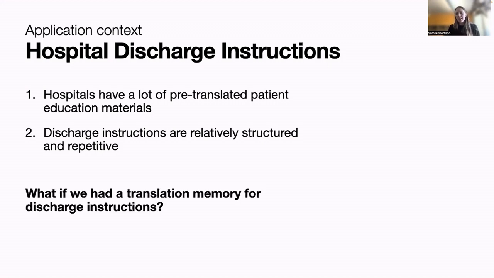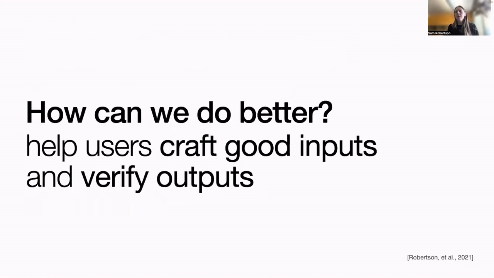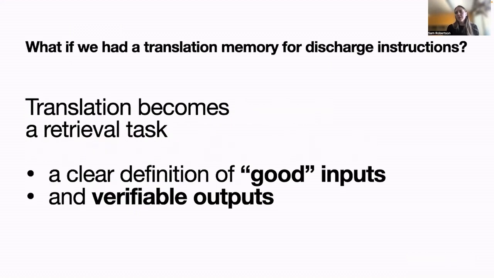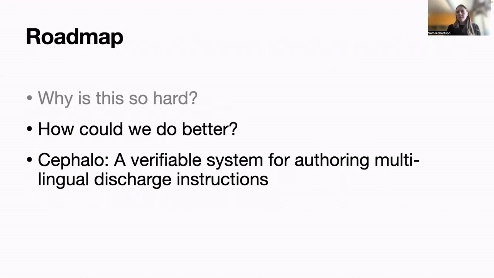So based on those two points, and what I said earlier about the idea of a translation memory, I started thinking, what could we do if we had a translation memory specifically designed for discharge instructions? What would that enable? Remember that our goals here are to help users craft good inputs to a translation model and help them verify the translation outputs. And what I'm going to show you is that if we have a translation memory for discharge instructions, we're able to transform the task of translation into a retrieval task. And that with a retrieval task, we get a clear definition of good inputs and verifiable outputs for free.